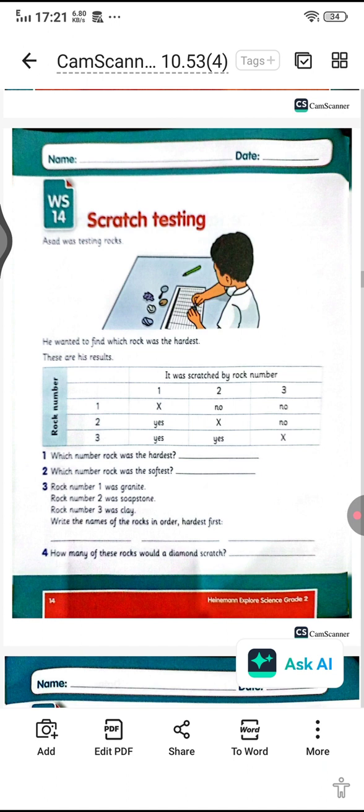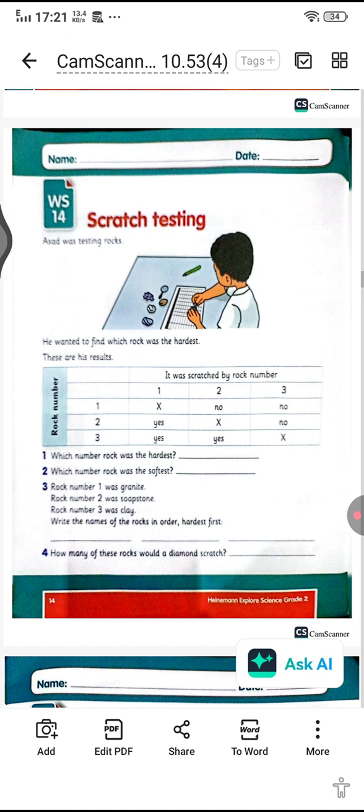Okay, this was the observation that granite is very hard, and it is used to make the building interior or exterior finishing. And soapstone is not very hard, but it is a little bit hard. And clay is soft. And then he asked to write the names of the rocks in order. Hardest one, granite, you write first in the first blank, then soapstone, then clay.